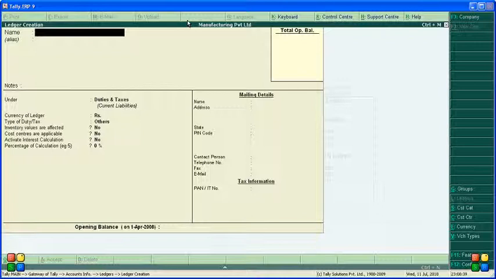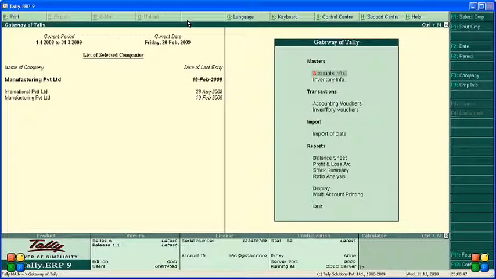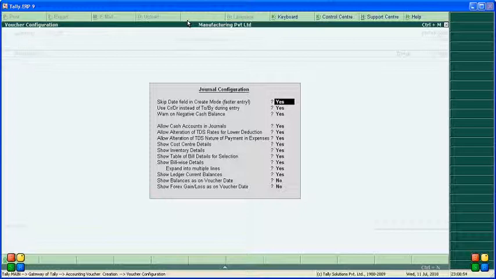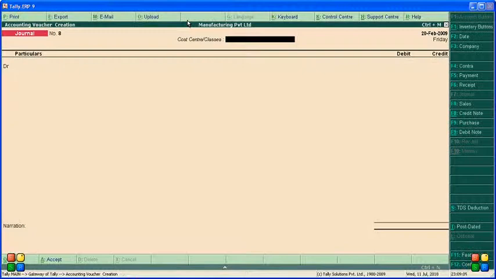Now come to another side. First we have to go to F12. Allow TDS rates for lower deduction. I already made it yes, but if it is no, make it yes. If it is yes, then accept. Now do the jump.